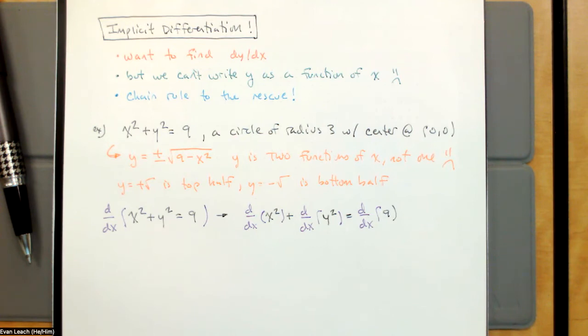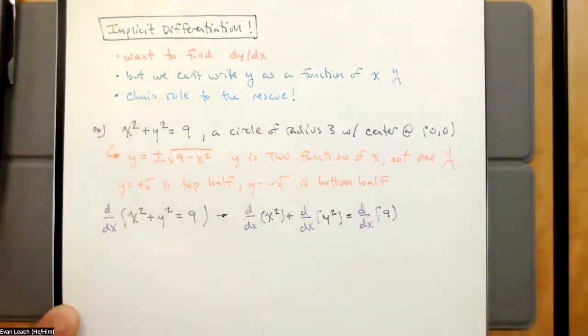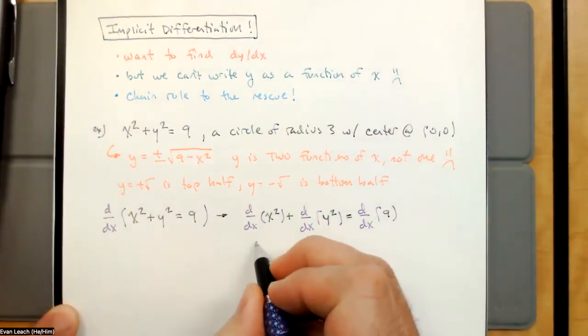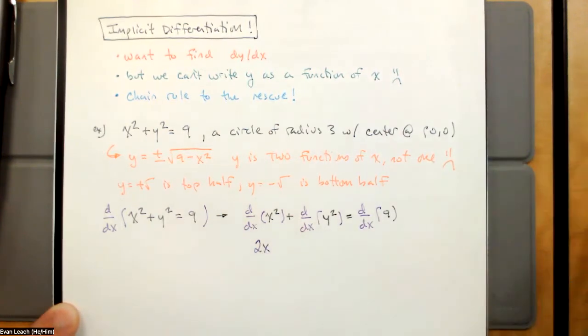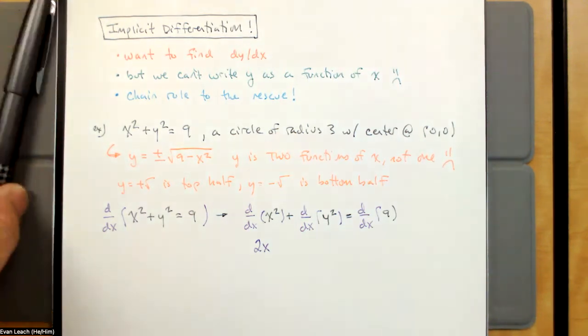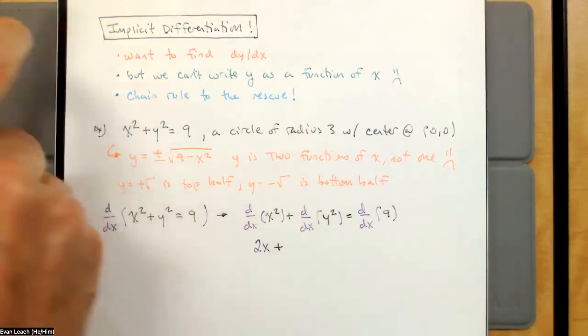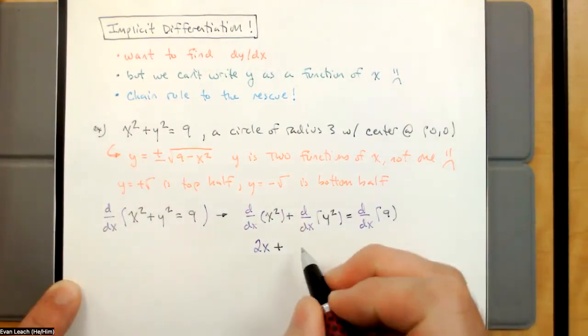What's the derivative of x squared with respect to x? 2x, no problem there, just 2x. And purple. The next term is the derivative with respect to x of y squared. Now we want to write 2y, but that's not the derivative with respect to x. That's the derivative with respect to y. So I'm going to write plus 2y, but that's the derivative with respect to y.